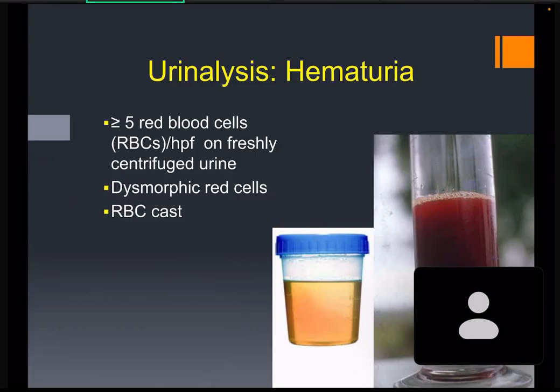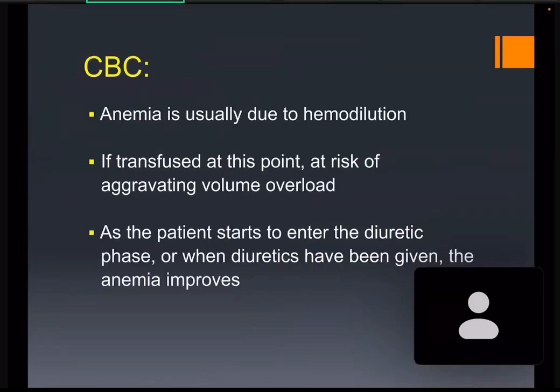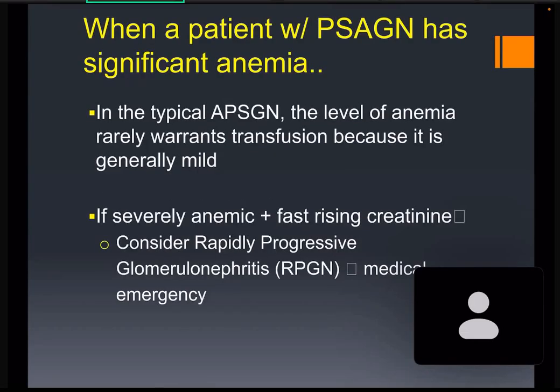I think I have discussed this yesterday also, the difference between glomerular and extraglomerular. In PSGN, it is a glomerular hematuria. The CBC, there are other people who will refer to us because of anemia. But remember, in PSGN, anemia is usually due to hemodilution, so giving transfusion might risk aggravating the fluid overload. That's why when the patient is in the oliguric phase, you have to give them diuretics, or limit the fluids until the kidney recovers later on, and then the anemia will just improve on its own.